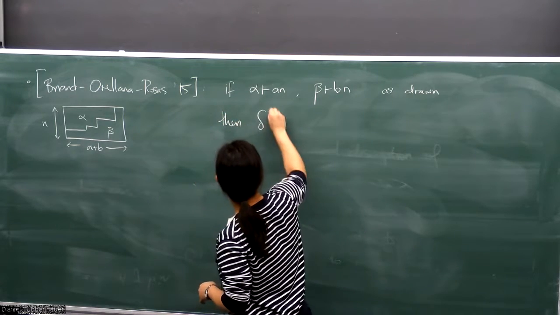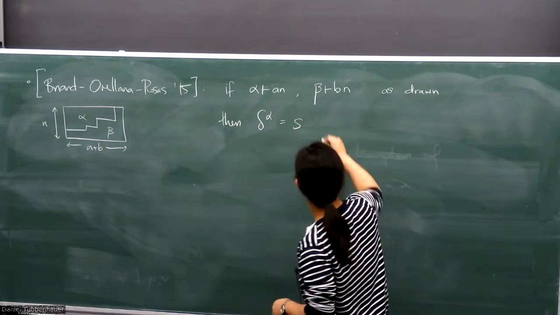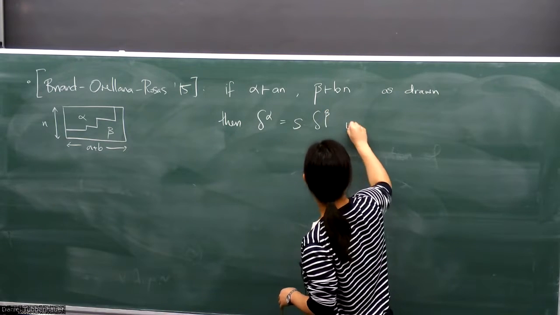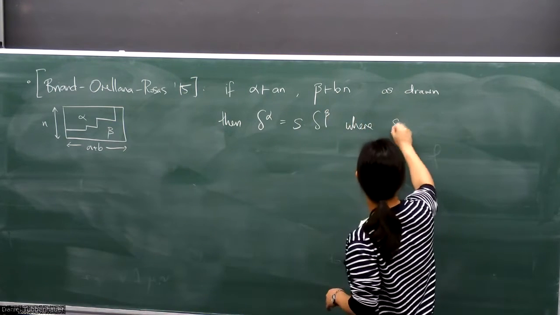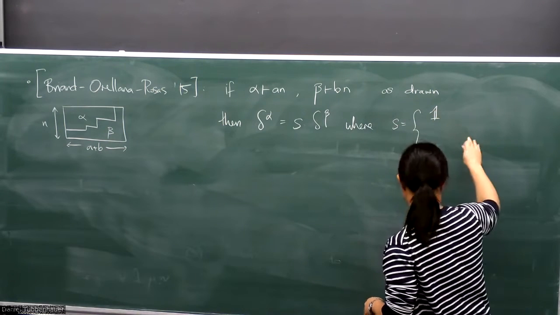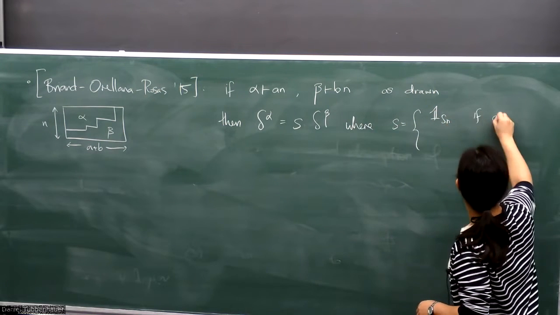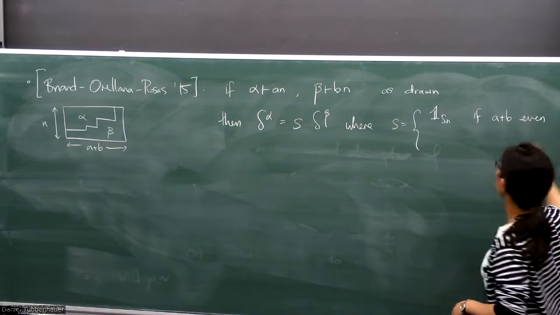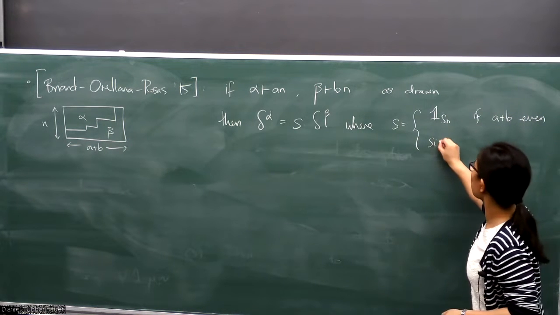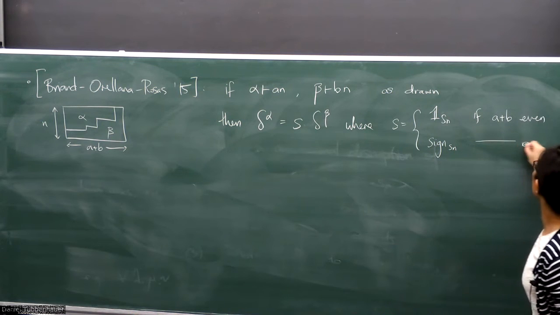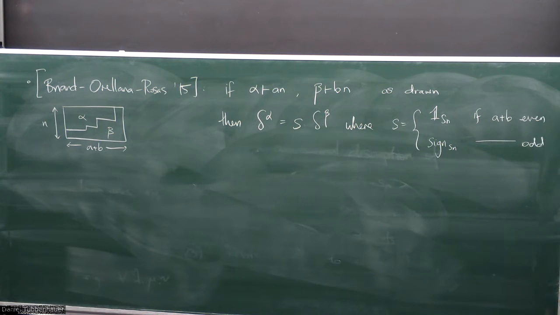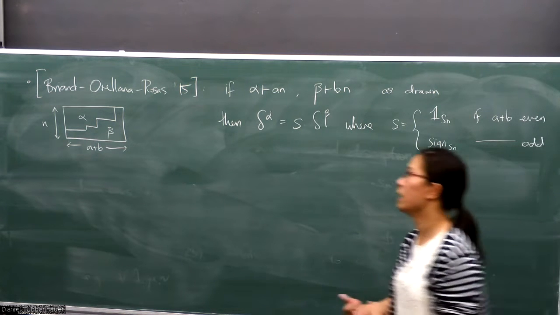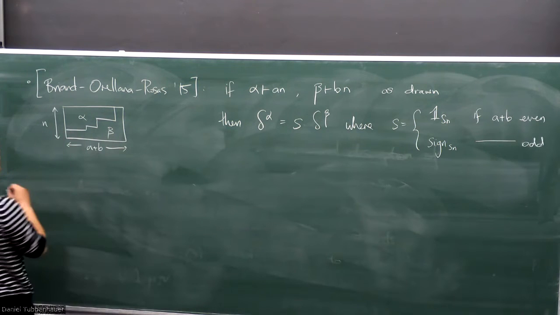So then the deflation of alpha is just s times the deflation of beta, where s is either the trivial character of Sn, if our rectangle has even width, or it's just a sign character if our rectangle is odd width. And using this, I can state the sort of zero case of our recursive formula. I'll write it down and say a few words about why I've called it the zero case.